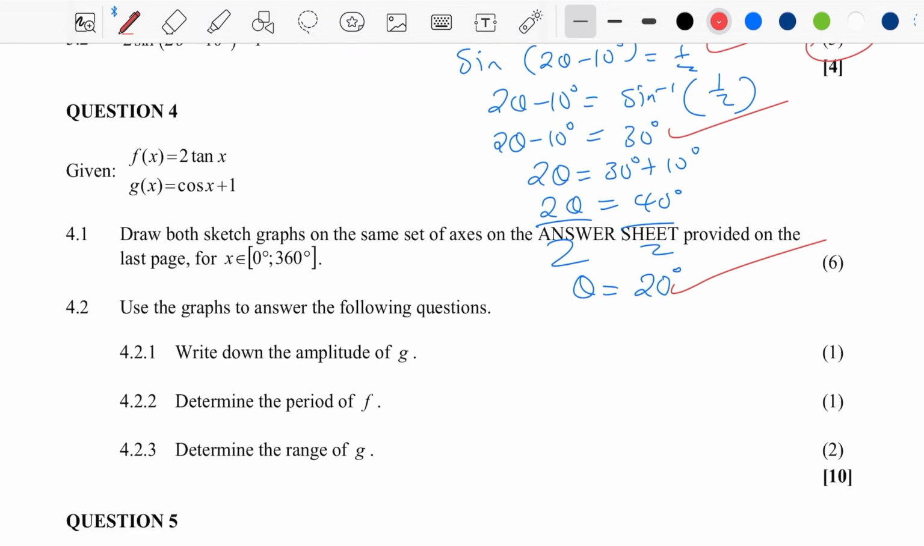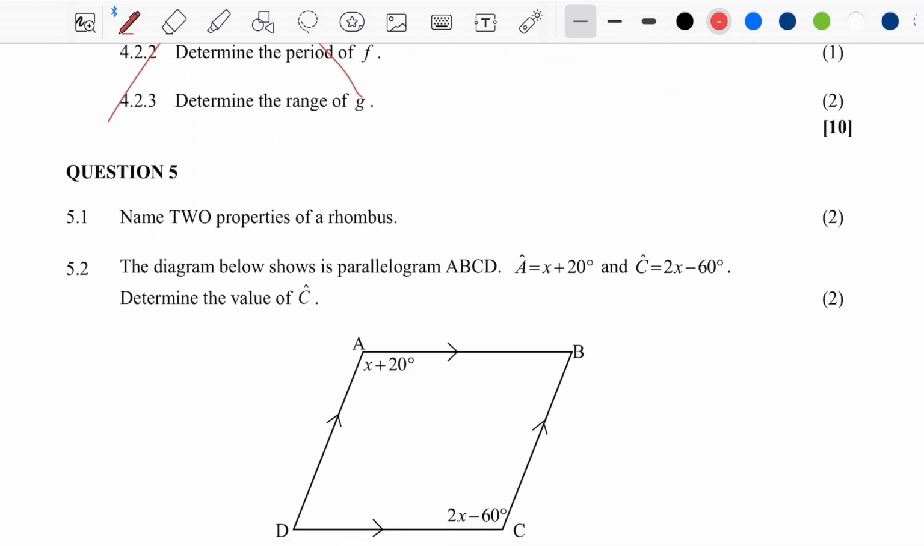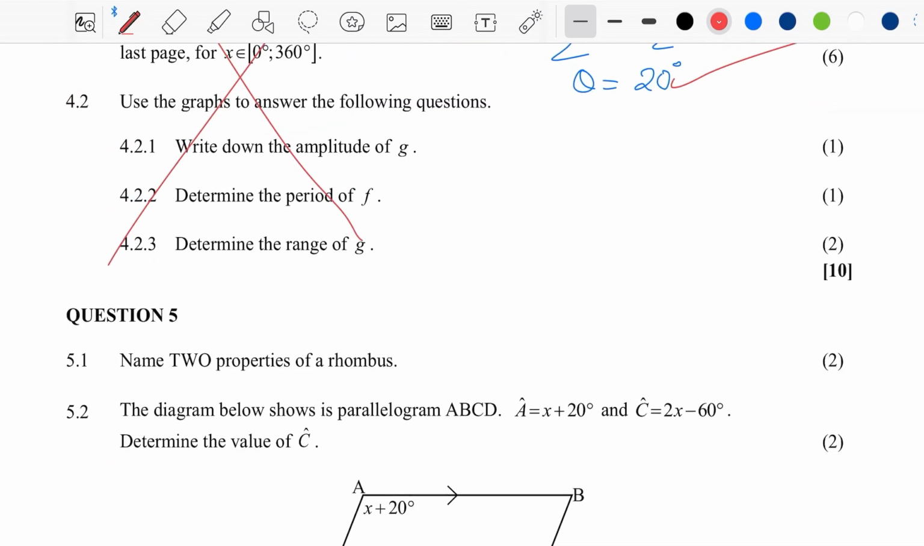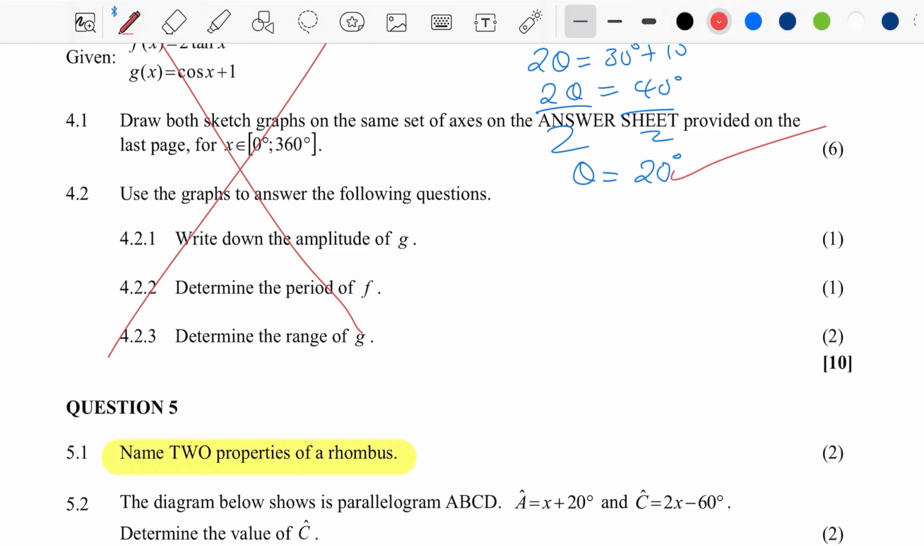Now let's go to question 5. Again, we're not going to be doing question 4. We're going to be doing question 5 and the properties of the rhombus. Question 5 says, name 2 properties of the rhombus. So I'm going to give you a couple of them so that you just know them by heart.